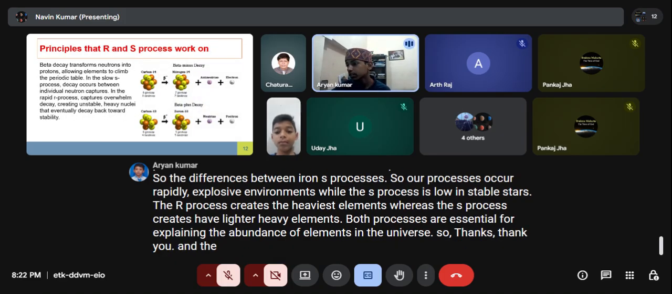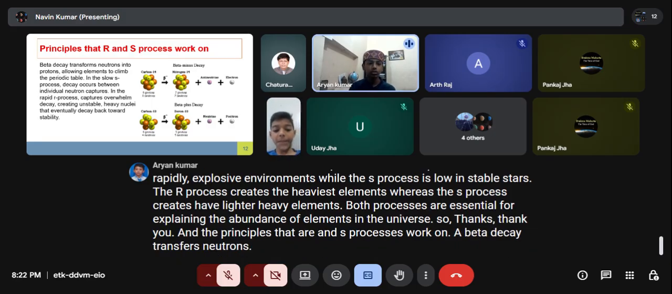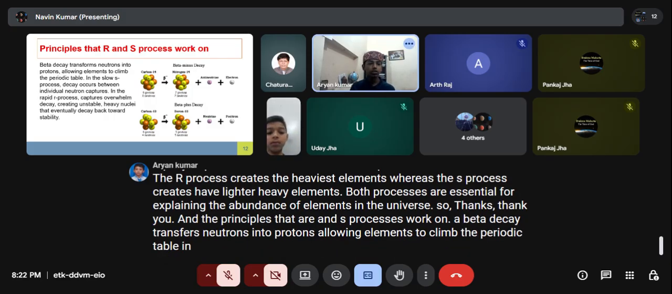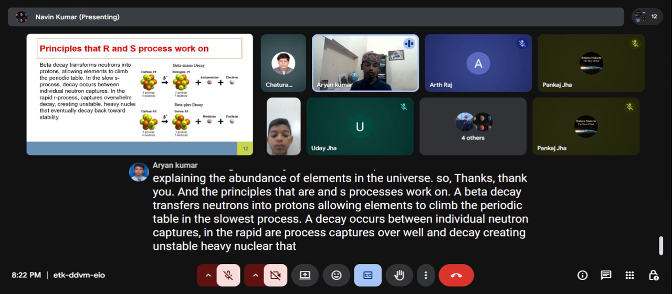And the principle that the R and S processes work on is beta decay. Beta decay transforms neutrons into protons, allowing elements to climb the periodic table. In the slow S process, a decay occurs between individual neutron captures. In the rapid R process, captures overwhelm decay, creating unstable heavy nuclei that eventually decay back towards stability.